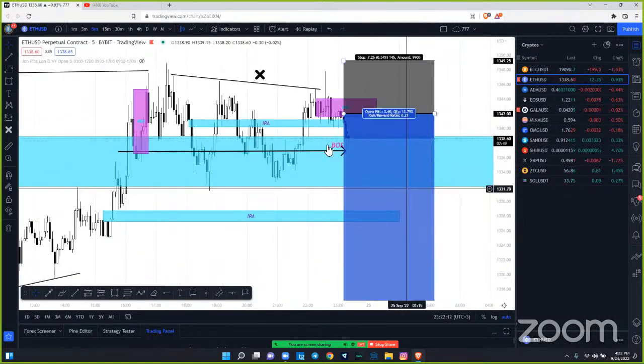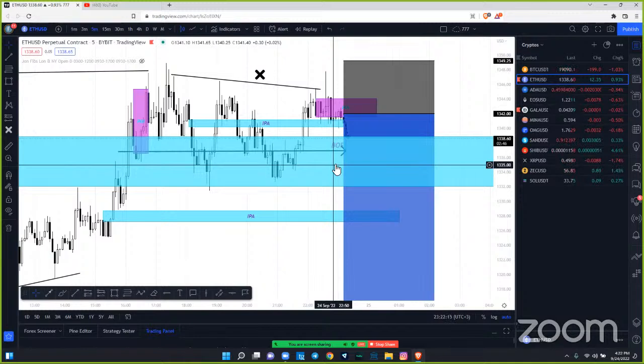I'm already inside this trade, so I do want to see it pump down, right? But we'll see about that.